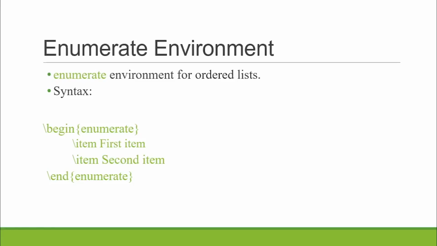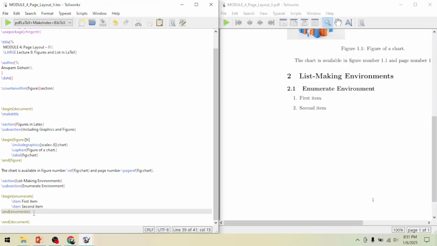Here is the syntax: \begin, then enumerate inside curly brackets. Within this environment, we use the \item command for each list item. For example, \item followed by first item and \item followed by second item. Finally, \end and enumerate inside the curly brackets. This will generate a numbered list with the items first item and second item at the first and second entries respectively. As you can see, we have used the syntax to create an ordered list.